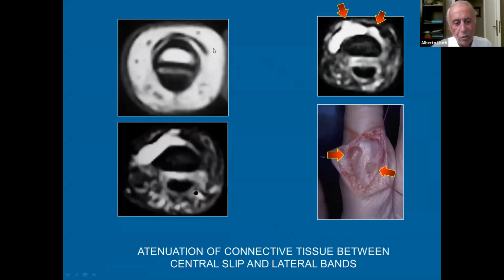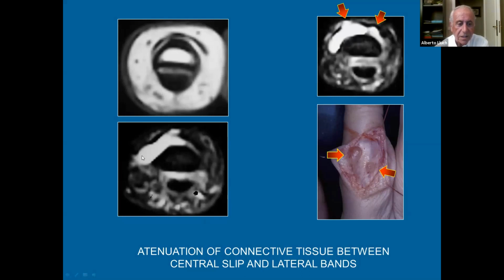This is a normal anatomy. And if we have a synovitis and we do an MRI, transverse section, we'll see that the synovitis will pierce, will go through, herniate between the central slip and one lateral band. Here it has completely destroyed the union between the central slip and the lateral band. And here it's beginning to do the same thing.